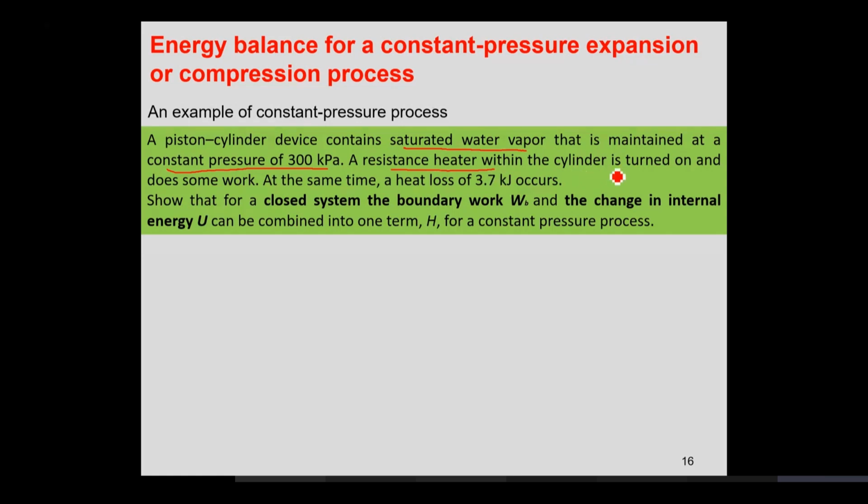As a result of this heater being turned on, the piston cylinder assembly does some work. And at the same time, there is a heat loss of 3.7 kilojoules that takes place. The first part, which is the part we had already looked into in our last class, is to show that for a boundary work W_b, the change in internal energy can be combined into one term.